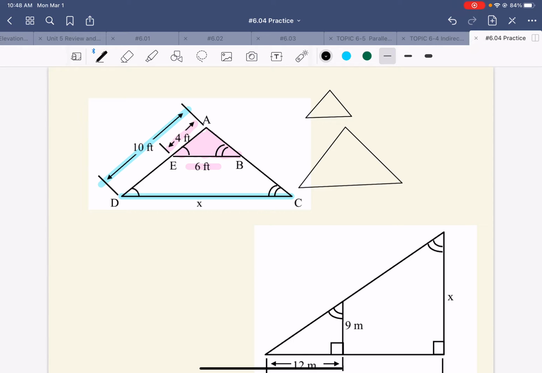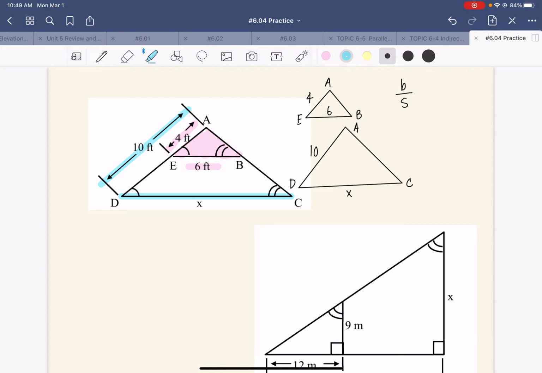So we have A, B, and E. The value from A to E is 4, and the value from E to B is 6. Then we have A still up there, and this one's D, and this one's C. The value from D to C is x, and the value from A to D is 10.